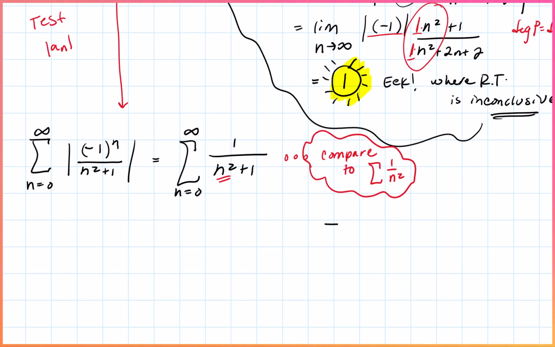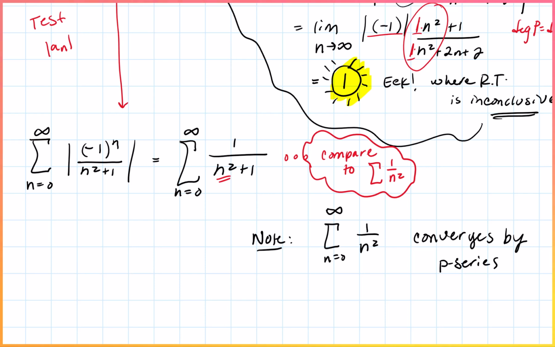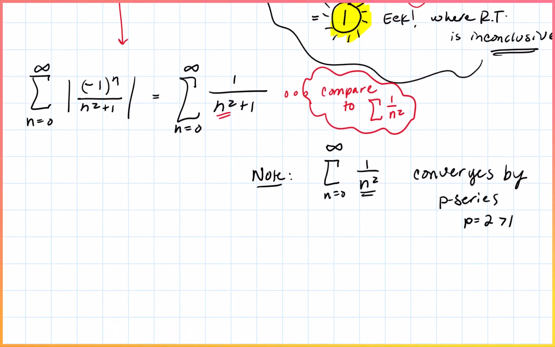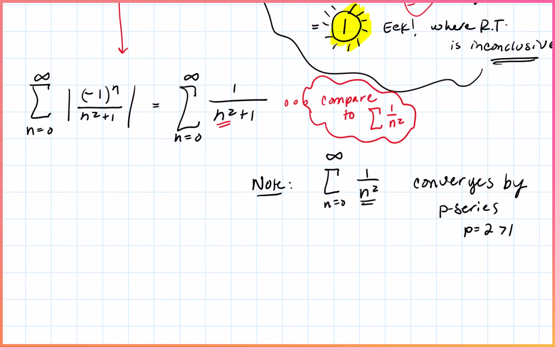Well, let's note 1 over n squared from n equals 0 to infinity converges by p series, where p equals 2, which is clearly greater than 1. So we're going to compare it to a converging series. We could use limit comparison or direct comparison here. Direct comparison is actually pretty easy to build. So let's practice that one on this one.